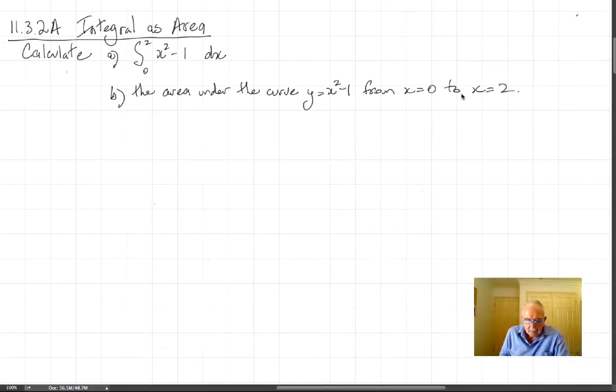Okay, here's an example where it was just simply asked two different questions. Find the integral from 0 to 2, so straight away as soon as we see that we know we've got a definite integral going on, so there's no plus c, of x squared minus 1 dx, and then find the area under the curve, same curve, y equals x squared minus 1 from x equals 0 to x equals 2. So let's just do it one at a time.